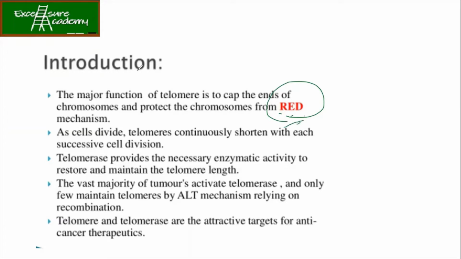Okay, so the major function of telomere is to cap the ends of the chromosomes and protect the chromosomes from the RED mechanism. Now, as cells divide, telomeres continuously shorten with each successive cell cycle. We discussed this also, right? And telomerase provides the necessary enzymatic activity to restore and maintain the telomere length. So this is the second mechanism by which a cell maintains the length of the telomeres.